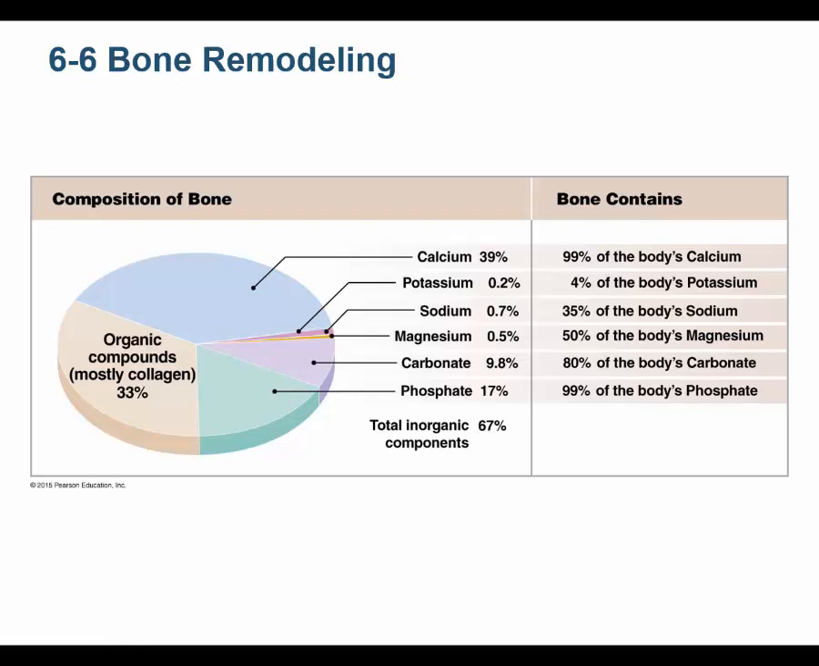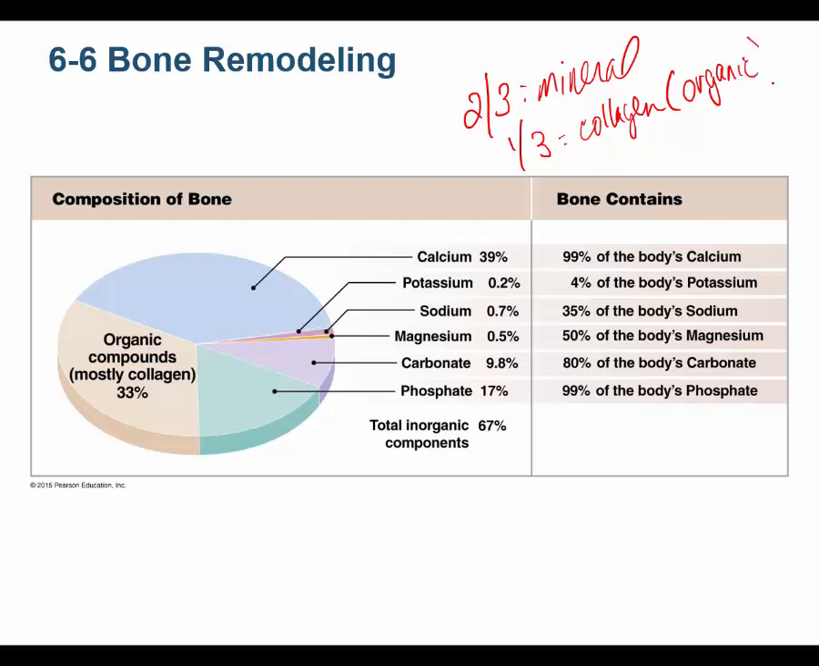Just remember what bone is. It's 2/3 inorganic, or minerals, and it's 1/3 collagen, or organic. By the way, there are some other proteins in there too. I'm just picking the main one. So 1/3 collagen, or what we say is organic, because there are some other proteins in there. And then 2/3 inorganic, calcium apatite.